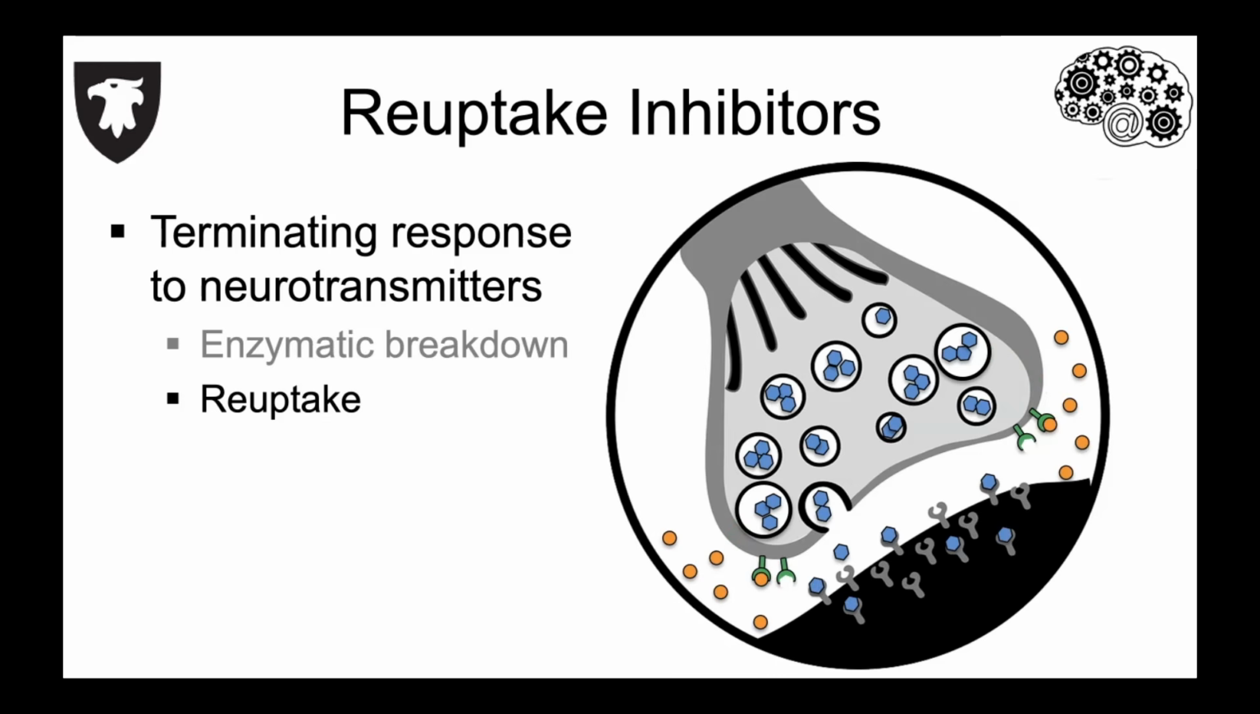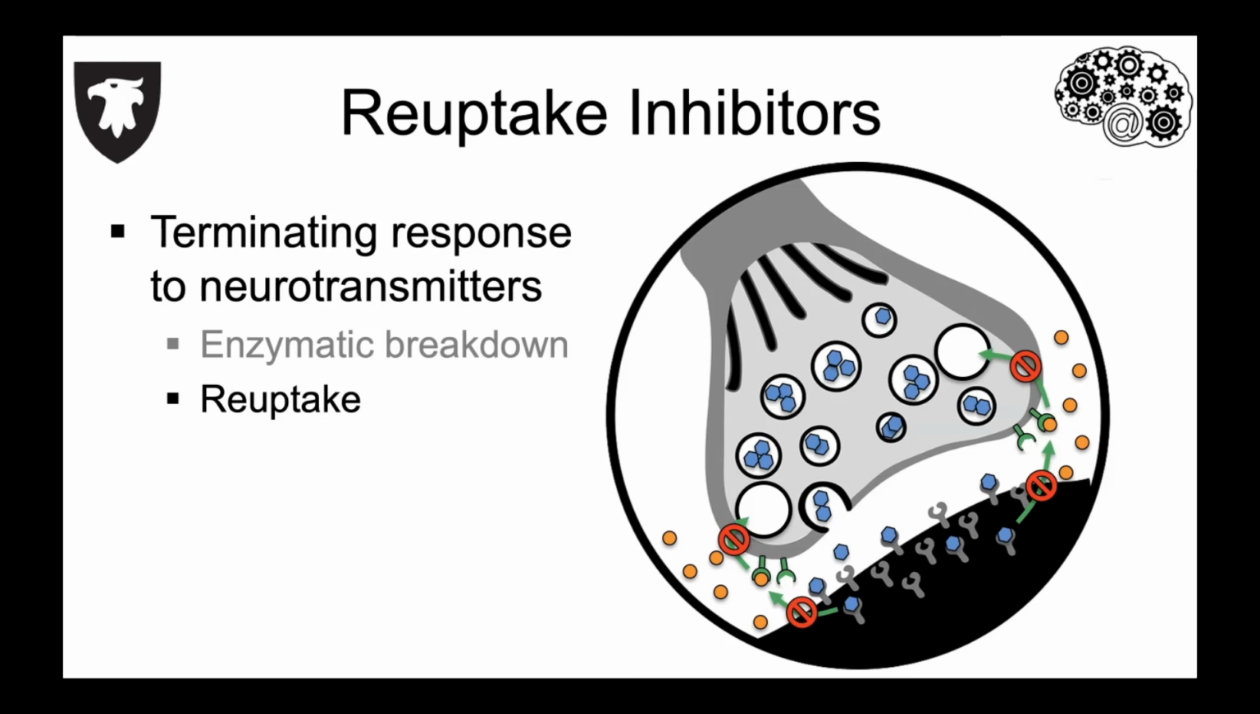However, reuptake inhibitors, represented here by orange circles, act as antagonists for these transporters, preventing them from moving neurotransmitter back into the presynaptic neuron. Reuptake inhibitors can be competitive or non-competitive, but in both cases the neurotransmitter is cleared from the synapse at a lower rate, resulting in a higher concentration of the neurotransmitter in the synaptic cleft for a longer period of time, which ultimately causes a prolonged effect on the postsynaptic neuron.